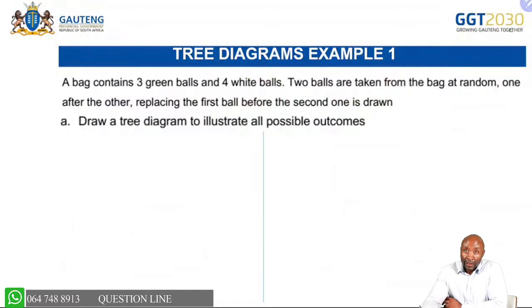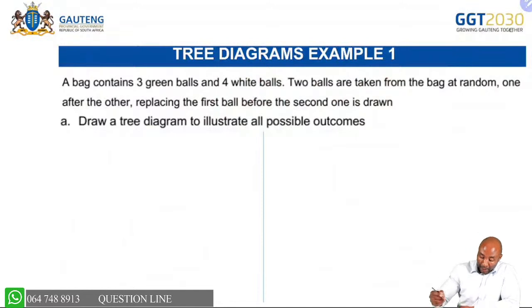If we are having with replacement, our sample space will not change. But if there is no replacement, our sample space has to decrease. And we have to be careful when we are drawing our tree diagram and interpreting it. Now, let's quickly do the example. We are supposed to draw a tree diagram to represent all possible outcomes.